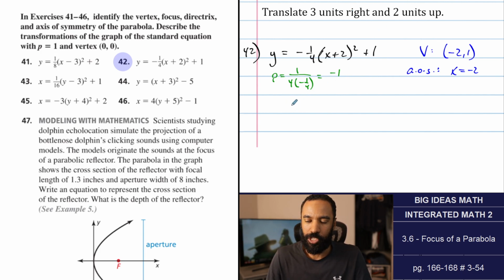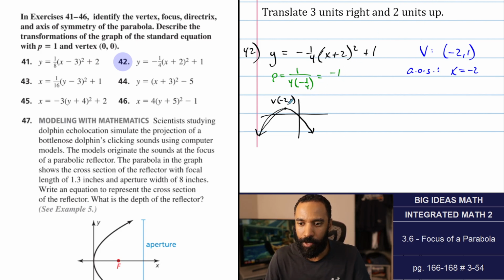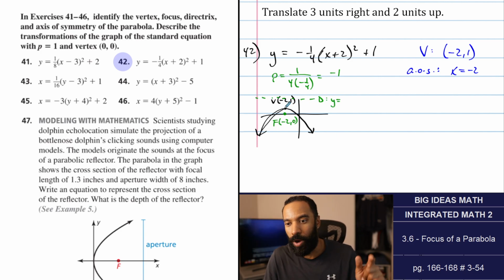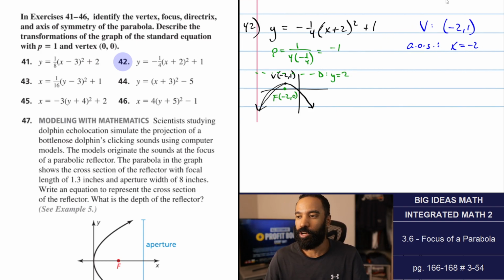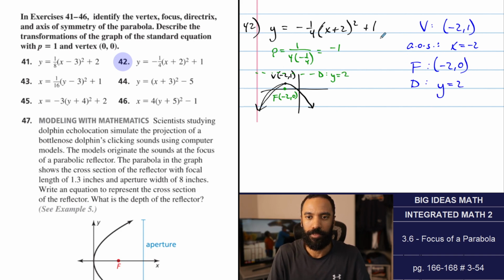If we saw this graph, this is going to be an upside down facing graph like this. This vertex was at negative 2, 1. The P being negative 1 means for the focus, we're going to go 1 down from here. So instead of negative 2, 1, we're going to be at negative 2, 0. For the directrix, we're going to be up here at y equals 1 up from 1, which is 2. So y equals 2. So your focus is going to be at negative 2, 0. And your directrix is going to be at y equals 2.